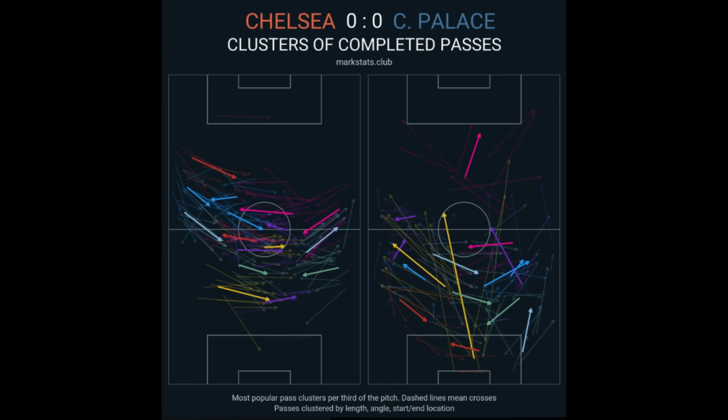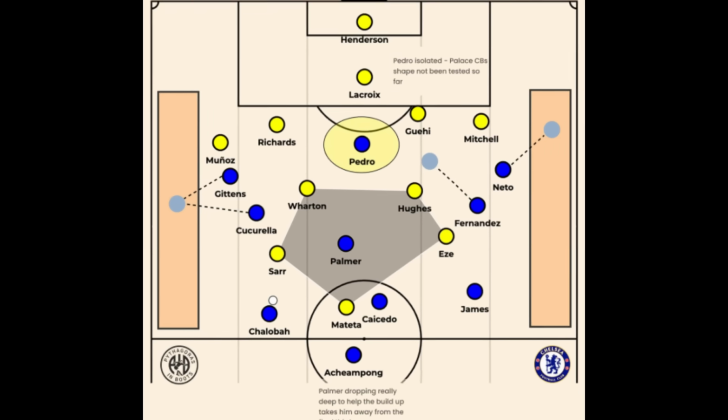structure. And when you look at the average passing range between Chelsea and Palace, you see that Chelsea's passes were mainly sideways and backwards, while Palace's were more direct and looking more to hit Chelsea in transition. And that overall sums up the game between Chelsea and Crystal Palace.